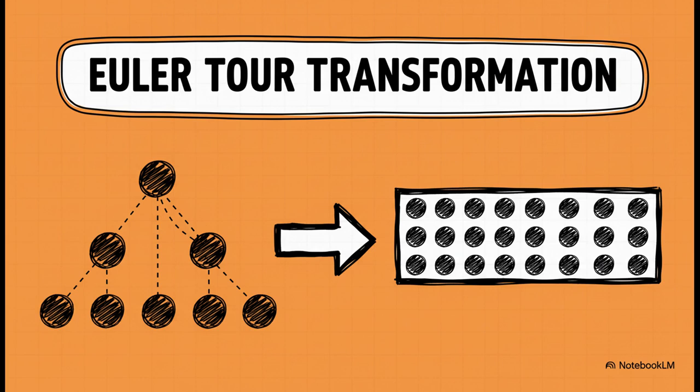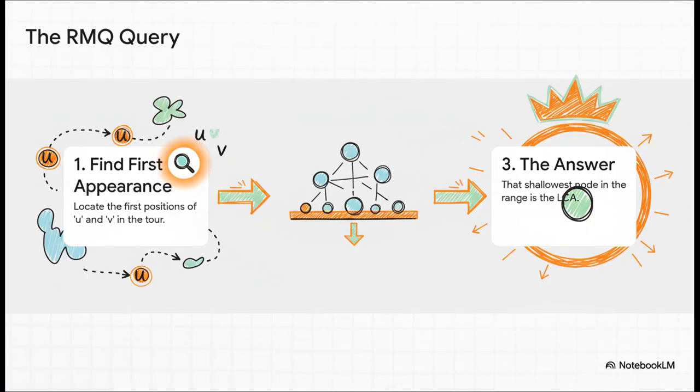Just imagine you're taking a walk around the entire perimeter of the tree. You start at the root and you trace every single edge, both down and back up. Every time you visit a node, and I mean every time, you write down which node it is and how deep it is. This whole process turns our complex tree into one long, simple path. And what's amazing is that the answer to any LCA query is now just hidden somewhere in that path. And this is where the pure elegance of this approach just shines.